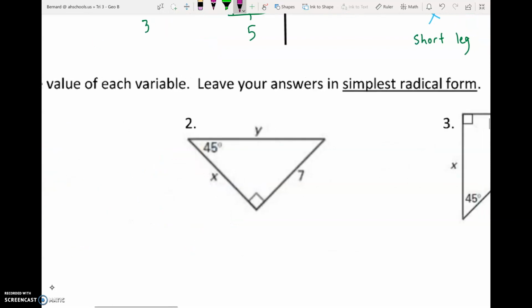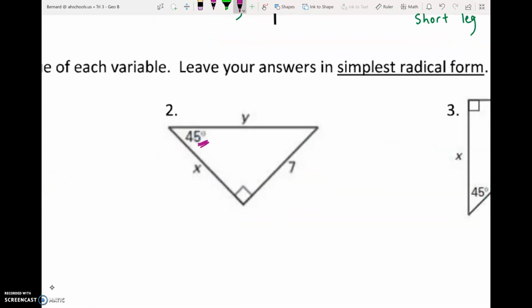Let's practice that again. In number 2, recognize the 45, right? So there's a 45, 45, 90. Across from our 90 is the different one, so that'll be y, which means since this side is 7, x is going to equal 7 as well, which makes y just 7 times the square root of 2. Because it's still the leg number, but just multiplied by the square root of 2.